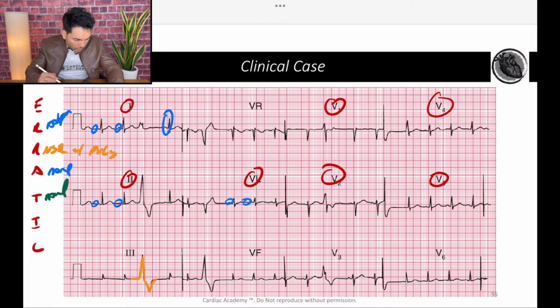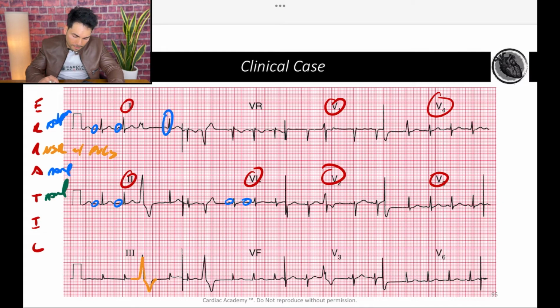And just to be complete, let's do chambers, which is for left ventricular hypertrophy or right ventricular hypertrophy. There's no right ventricular hypertrophy because there's no axis deviation, and it does not meet the Sokolow-Lyon criteria or the Cornell criteria in this particular EKG. So in conclusion, we have normal sinus rhythm with occasional PVCs.